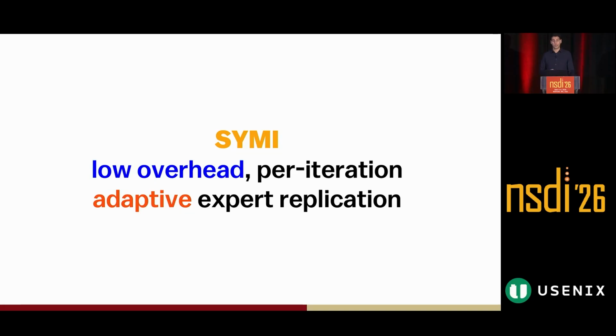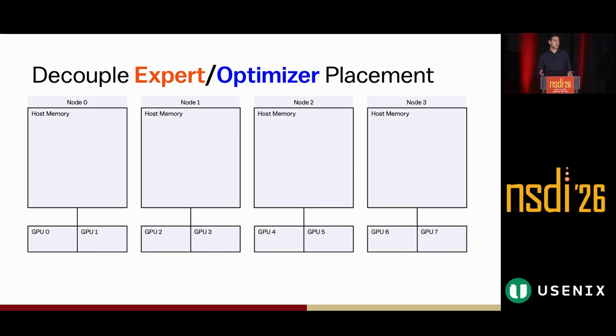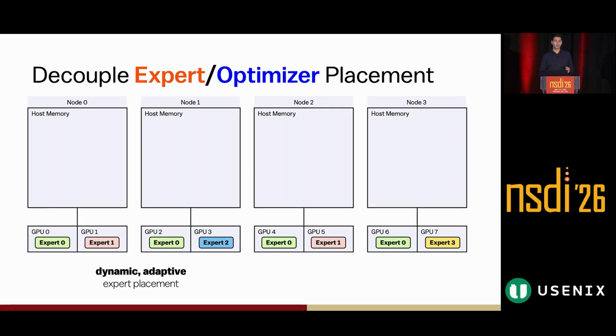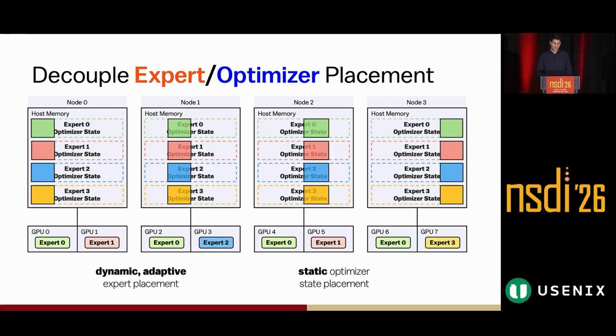So at this point, I will present SYMI, our system that tries to achieve low overhead per iteration adaptive expert replication. Today, all systems tightly couple the optimizer placement to their corresponding experts. We break this abstraction. With SYMI, we decouple expert and optimizer placement. We allow experts to be dynamic, adaptively replicated proportional to their popularity, and at the same time, we allow the optimizer to remain fixed, static, during the course of training. And every expert's optimizer is uniformly sharded across all nodes in the system.